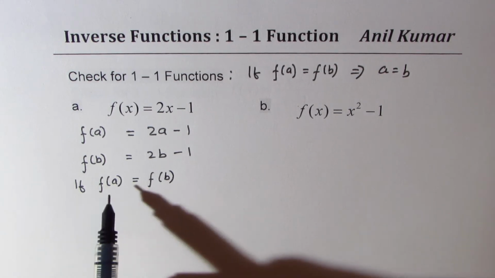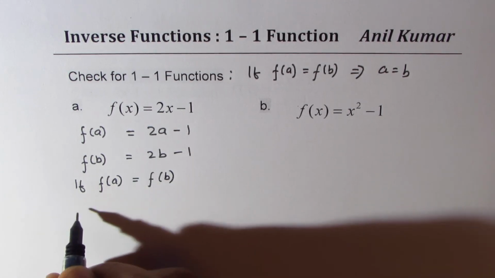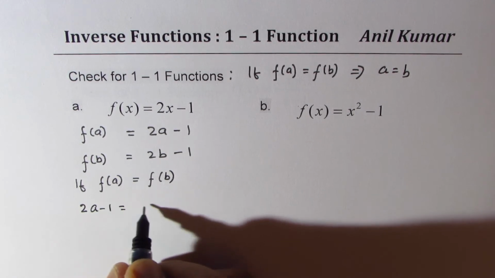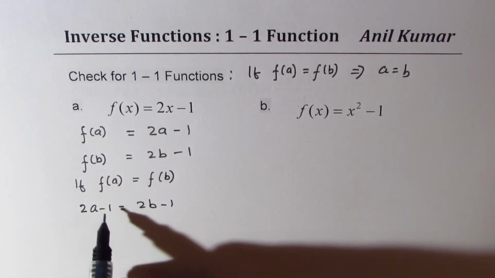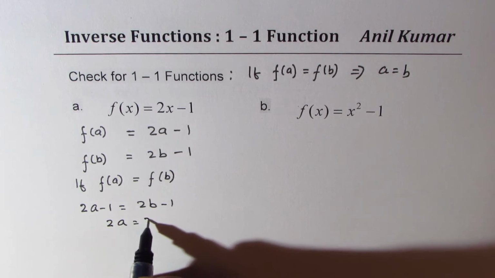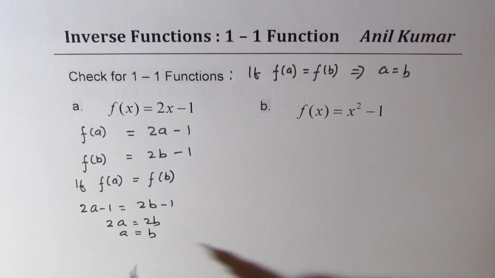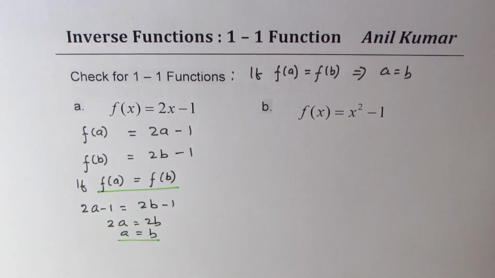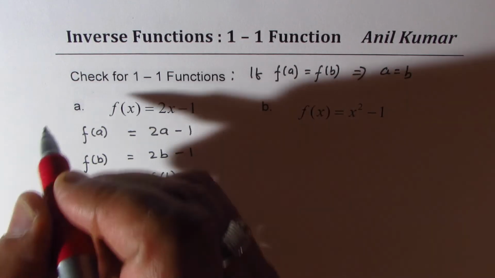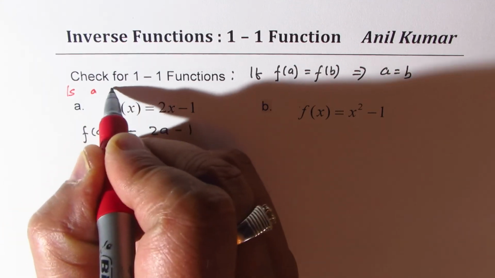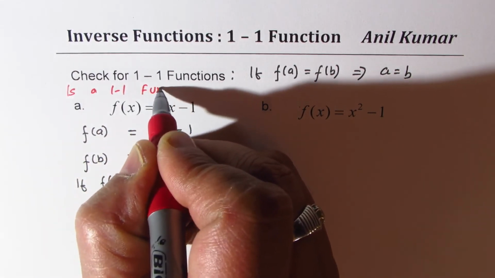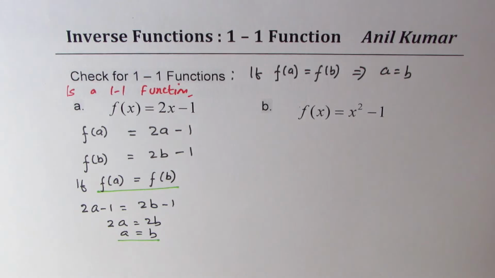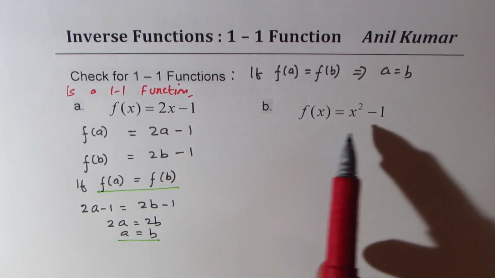So if f of a equals f of b, in that case, we'll have 2a minus 1 equals 2b minus 1. That means 2a equals 2b, or a equals b. Do you see that? Since we get that a equals b, for f of a equals f of b, we know this is a one-to-one function. Correct? Now let's do the second question.